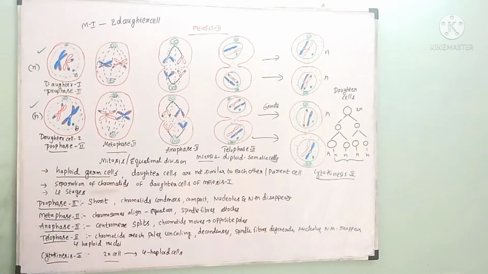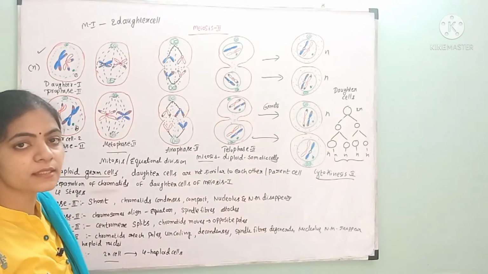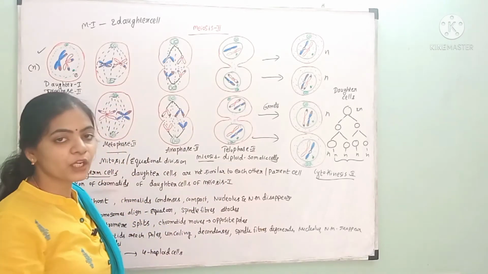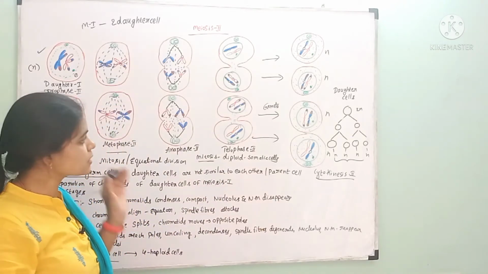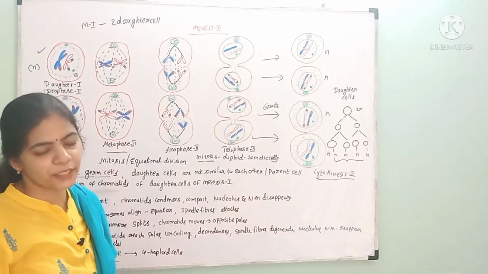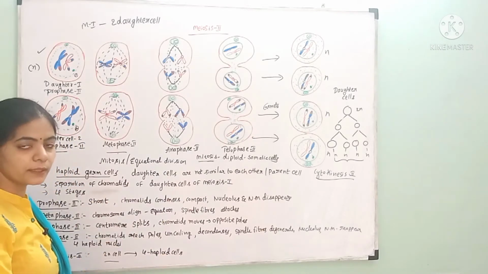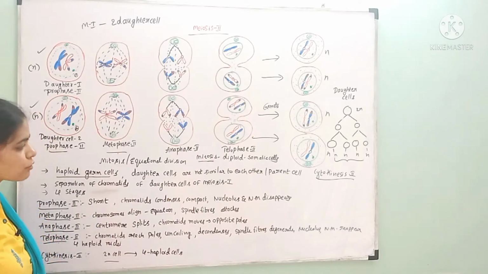So in Meiosis-II what will happen? Meiosis-II is similar to mitosis. Hence we can call Meiosis-II mitosis or equational division because it is somewhat similar to mitosis. The stages are similar, but of course there are some dissimilarities also seen.